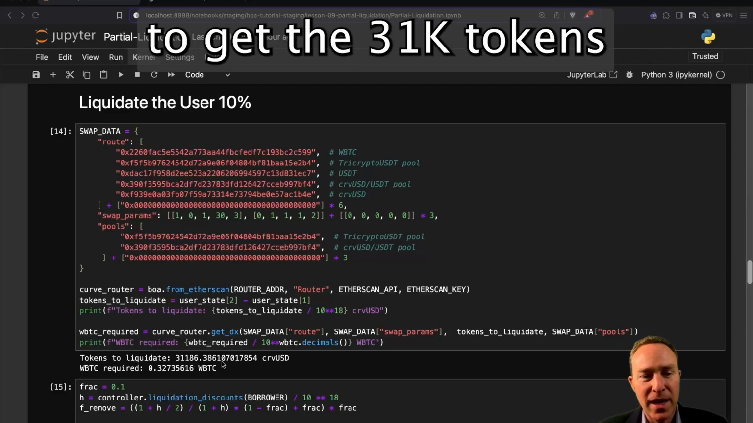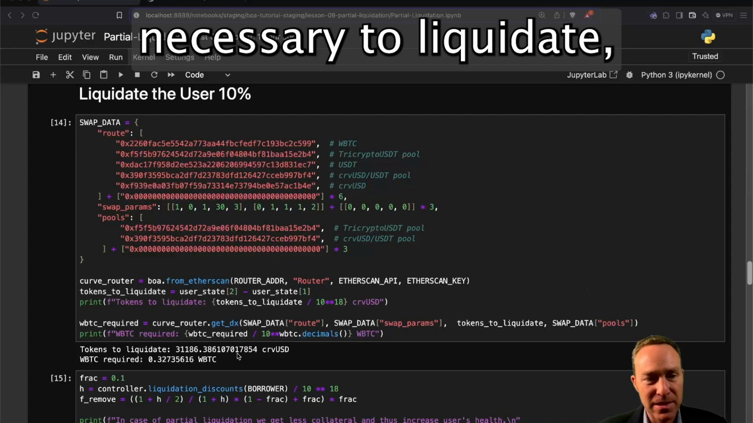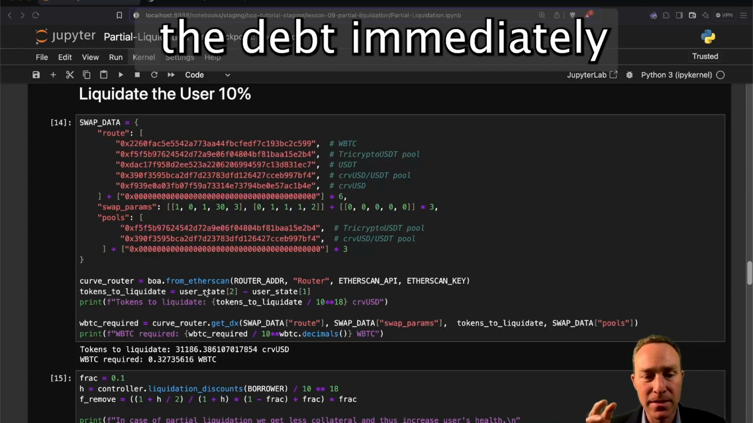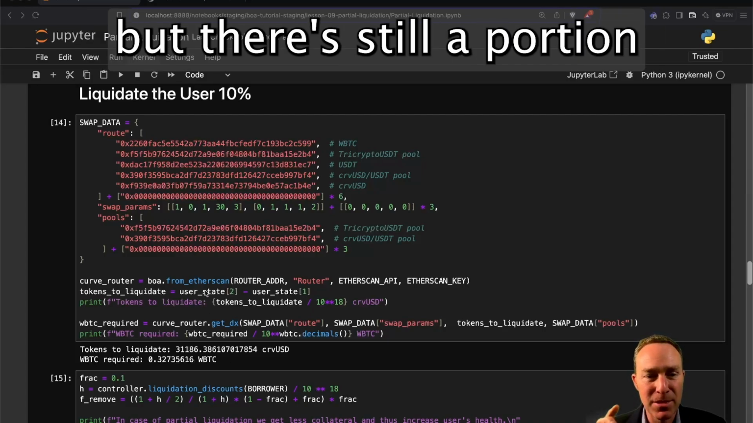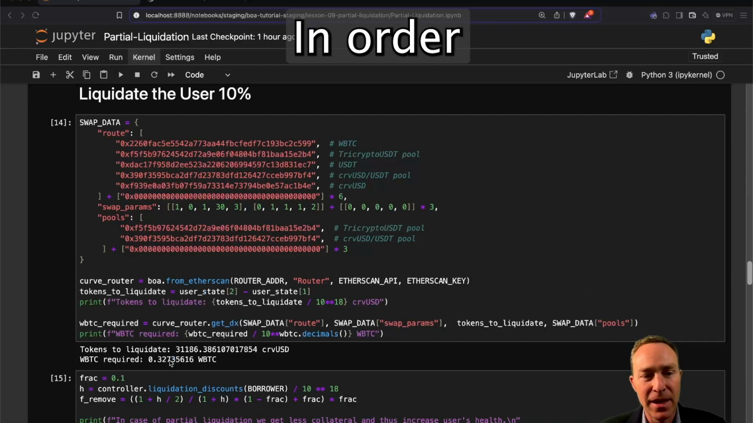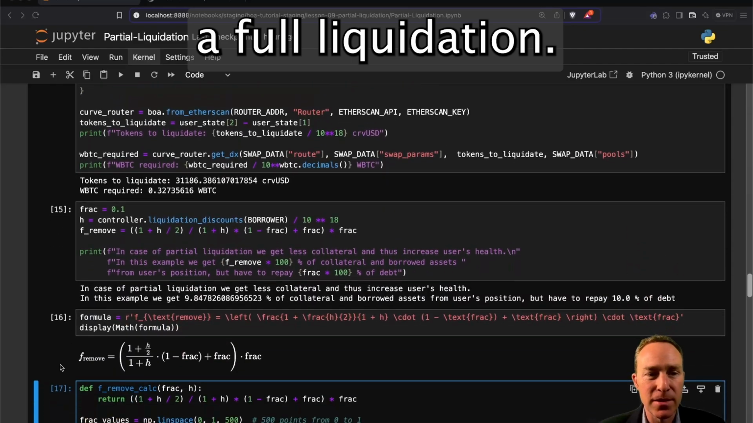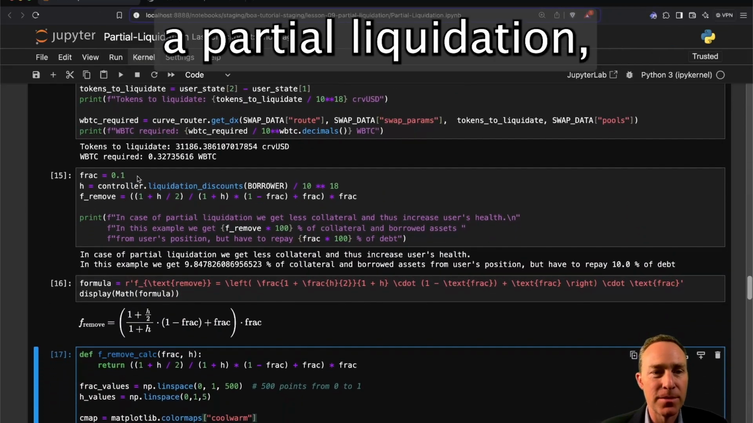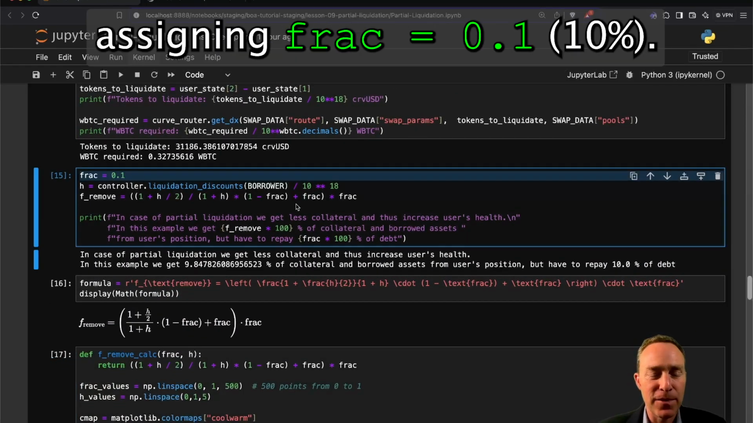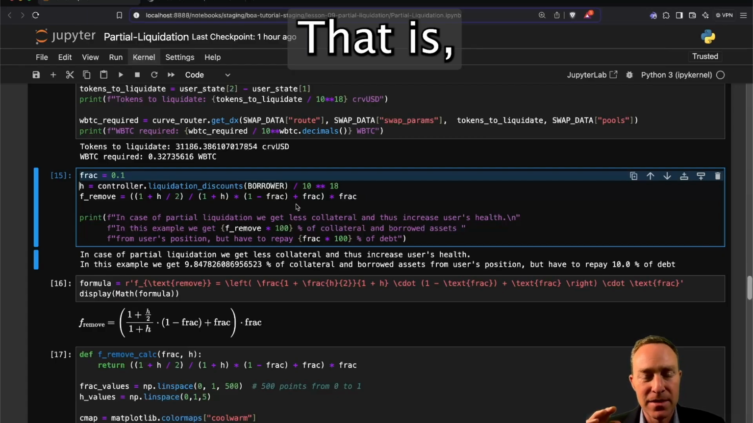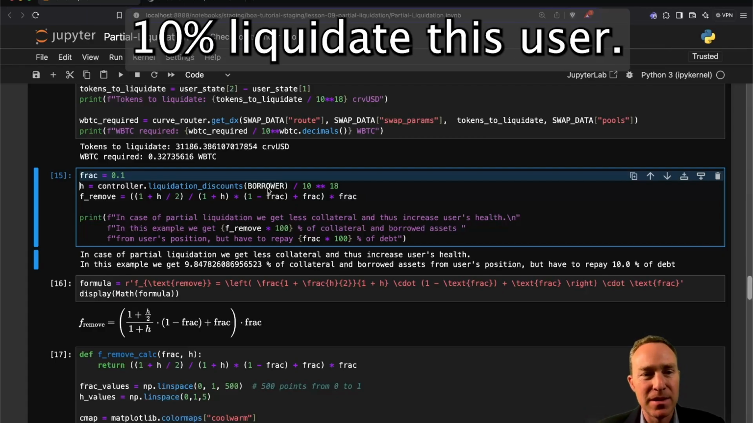get the 31K tokens necessary to liquidate, the debt immediately subtracts out the Curve USD, but there's still a portion of the debt outstanding. In order to liquidate that fully, we would need to convert 0.327 WBTC, but this would be for a full liquidation. If we're just talking about a partial liquidation, we're going to be assigning a fraction of 10%. That is, we would like to 10% liquidate this user.